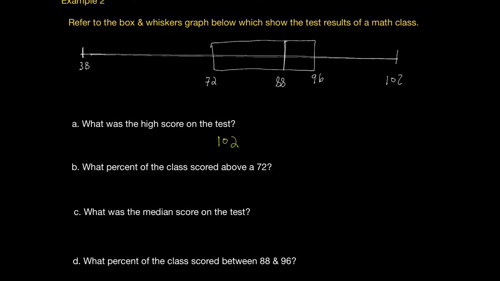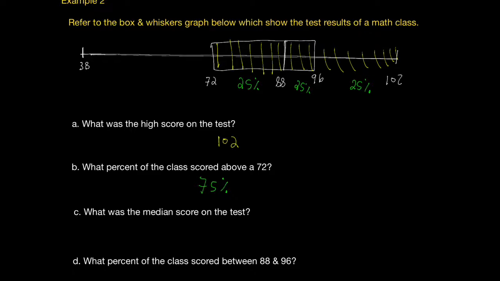Okay, now B says, what percent of the class scored above a 72%? So we can see that here, all of these people scored above a 72%. Every student that lies on these quartiles scored above 72%. And we know that each quartile contains 25%. So this one contains 25%, this one contains 25%, and then the last one contains 25%. So we can say that 75% of the class scored above a 72.